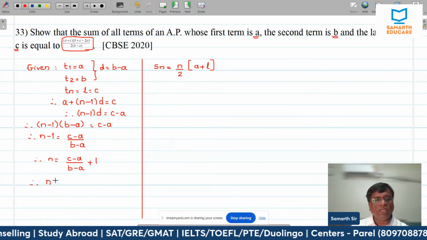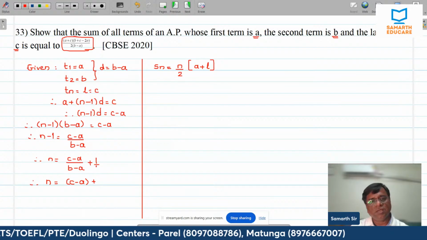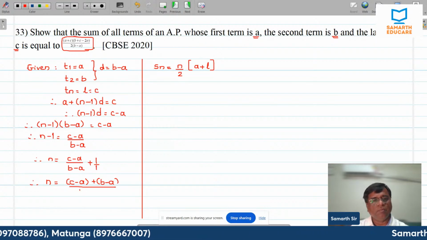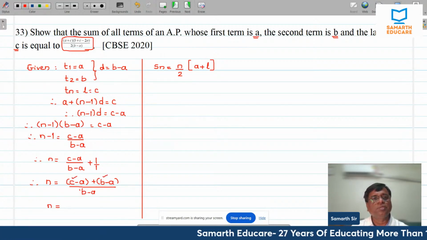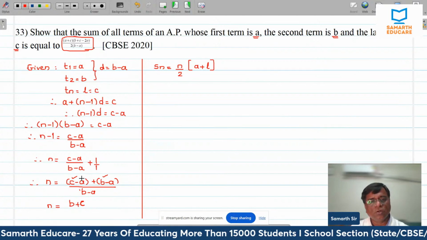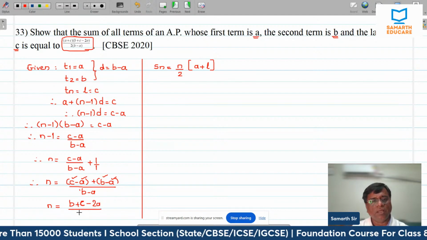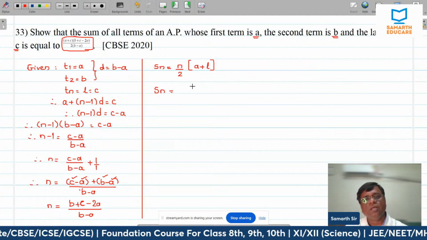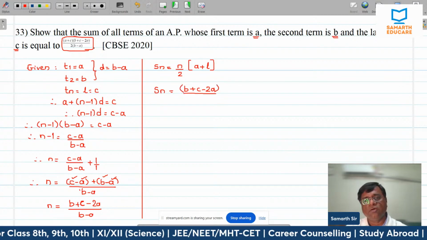That means the value of n is C minus A plus, if I take the LCM over here and cross multiply, B minus A divided by B minus A. So now the thing is C plus B, that means I'm writing B plus C. Now observe, minus A and minus A, that is minus 2A, divided by B minus A. Now let me bring these values over here. Now the problem is very simple. This is B plus C minus 2A, that is the value of n, divided by 2.